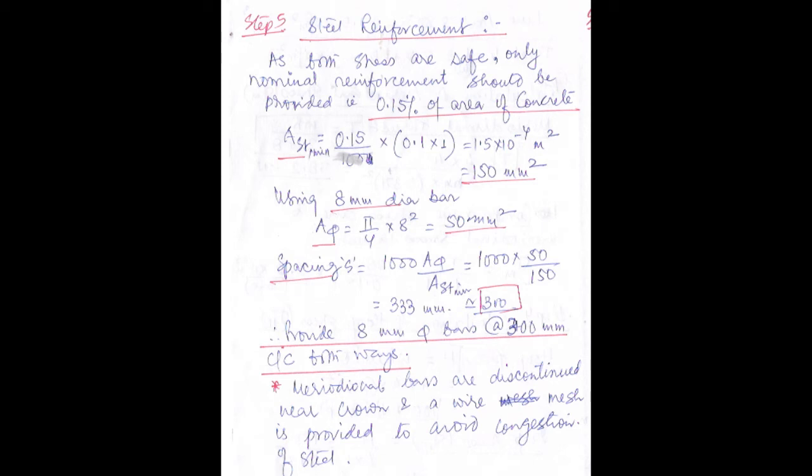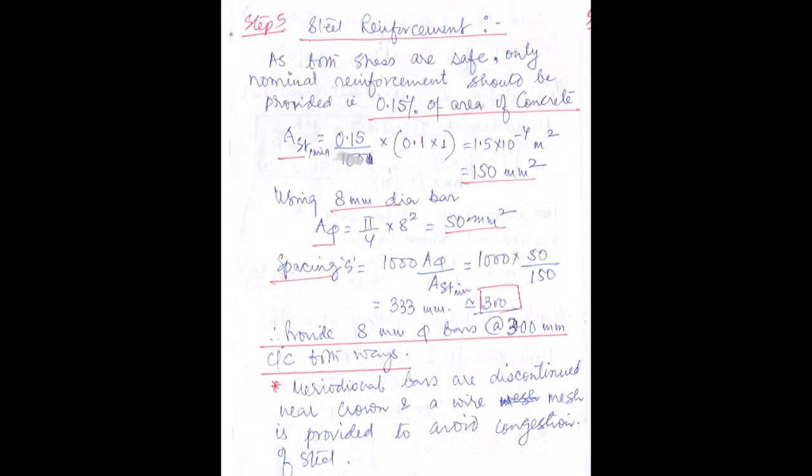So 1 meter equal to 10 cube millimeter, 1000. So 1 meter square equal to how much? 1000 square, so 10 to the power 6 we have to multiply. So that gives us the value of 150 millimeter square. Now let us assume that we are providing the 8 millimeter diameter bar. So area of one bar is equal to pi by 4 into 8 square, that is 50 millimeter square.